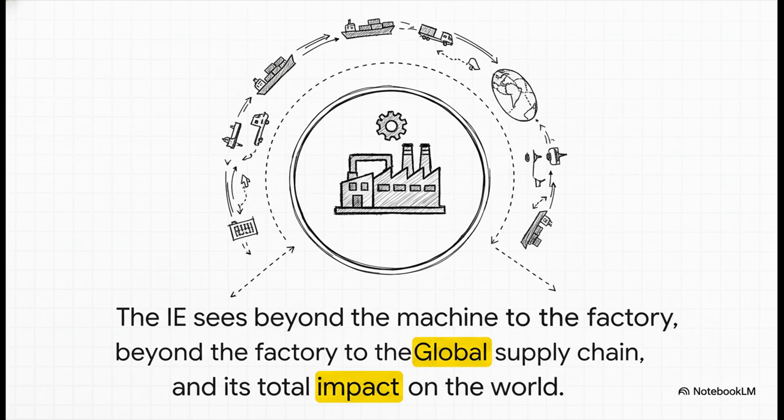An industrial engineer is trained to constantly zoom out. They see the gear, but they also see the machine it's inside of. They see the machine, but also the factory it's running in. They see the factory, but also the global supply chain it depends on, and ultimately its total impact on the world. It's that unique ability to move between every single level of a system that makes them so valuable.